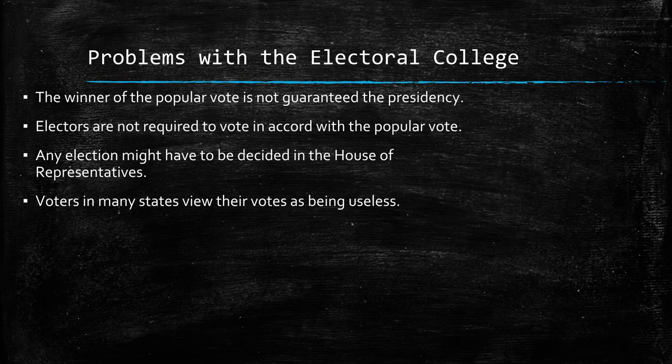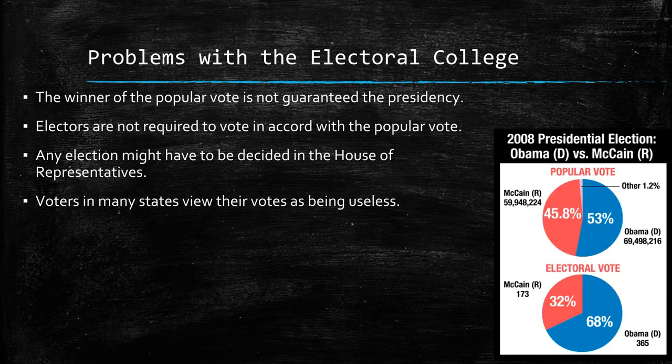If you know California is going to go Democratic, you may feel less like voting. And so that's a problem because it's maybe reducing the number of people who might vote in a presidential election on both sides. You can see here it doesn't always represent the popular vote.